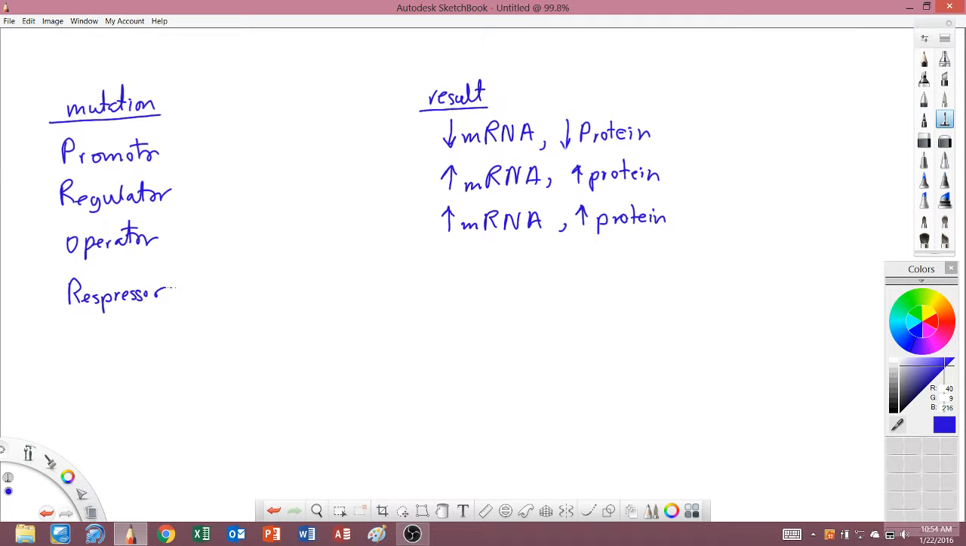Now you can have two types of mutation because of repressor. One is gain of function, one is loss of function. Let's say, number one, a repressor is mutated such that it can no longer bind to the operator. That means, so let's say in this case, the operator binding sequence is changed, right? So the repressor is mutated that it cannot bind.